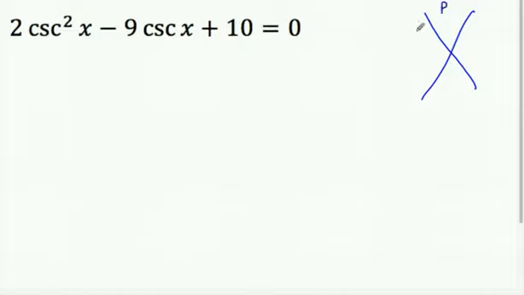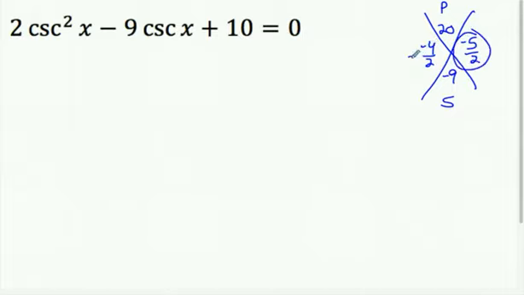So we want to find the numbers who have a product of a times c, so a product of 20, and a sum of b, which is negative 9. The numbers that work are negative 4 and negative 5. They multiply to 20, add to negative 9. And what we do, since the a value isn't 1, is we divide both of those numbers by the a value, and then reduce if we can.